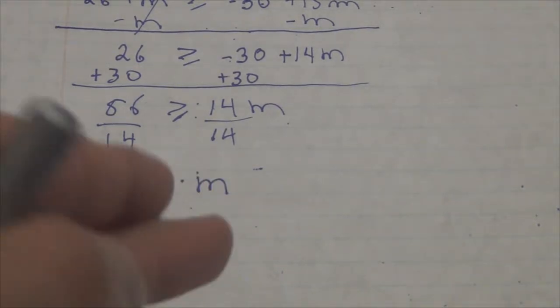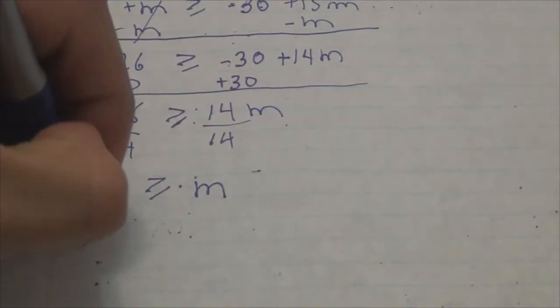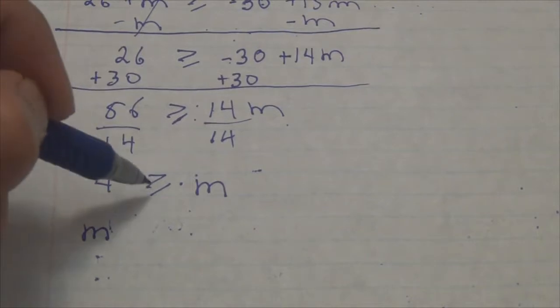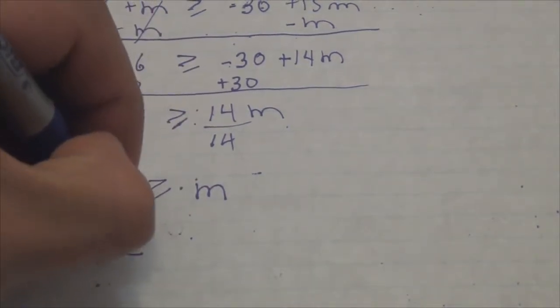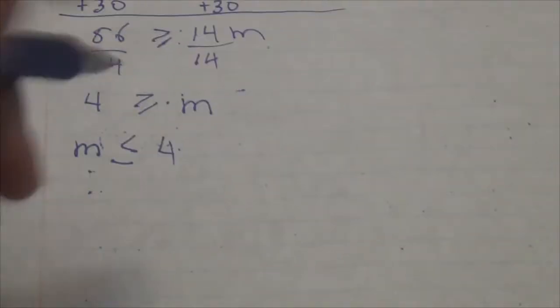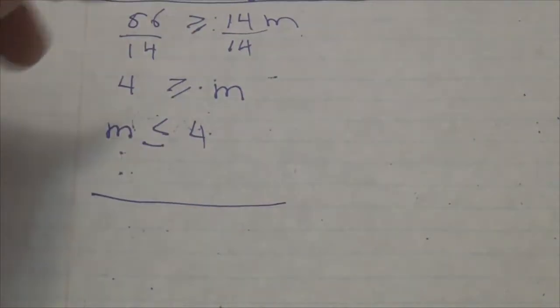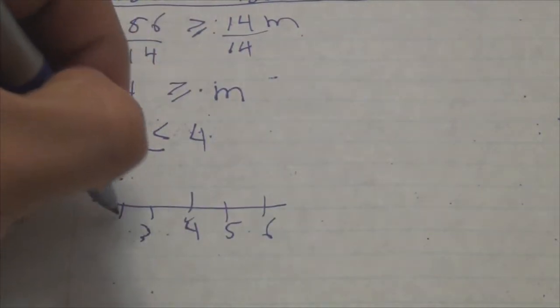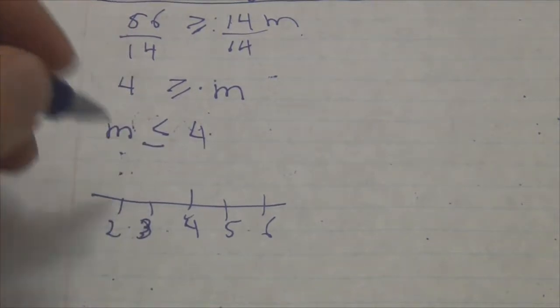Or you could just switch them around. I prefer that you switch them around so you understand. You know what happens to this greater than or equal to? It turns into a less than or equal to. You put the 4 and it becomes easier to graph. To graph, you go like a straight line. You put the 4 here, the 5, the 6, the 3, the 2.